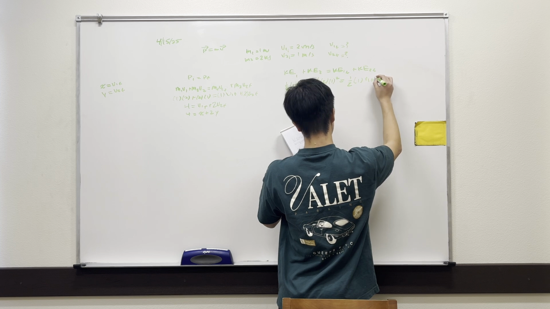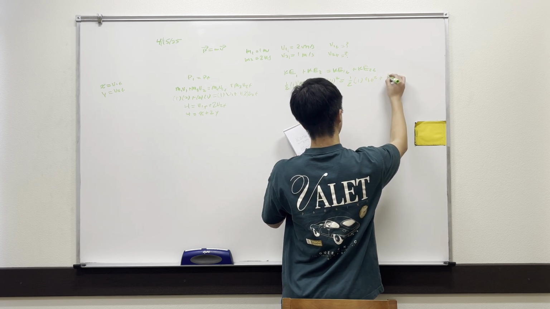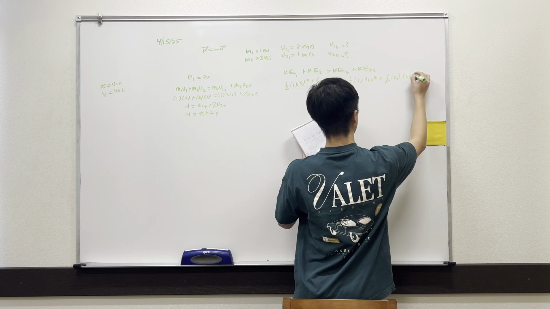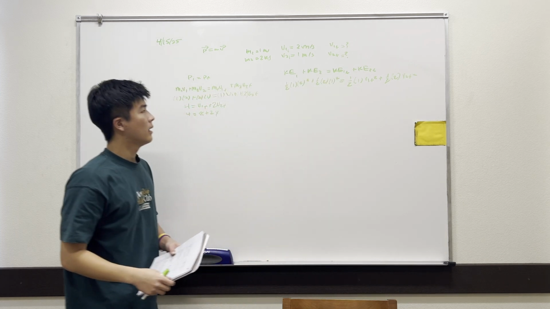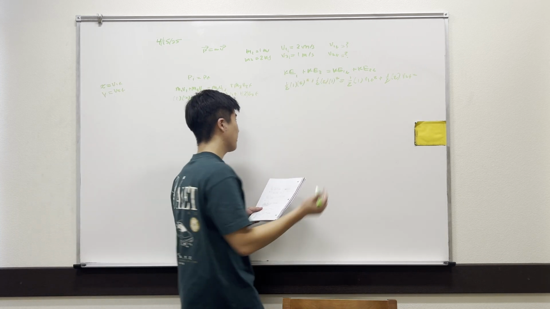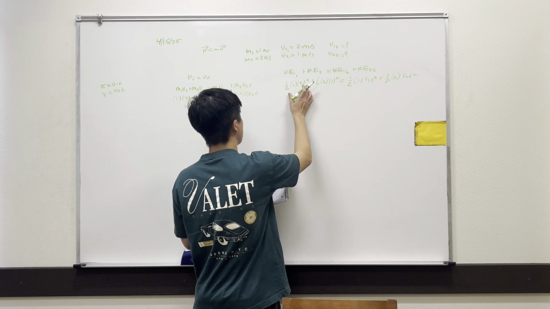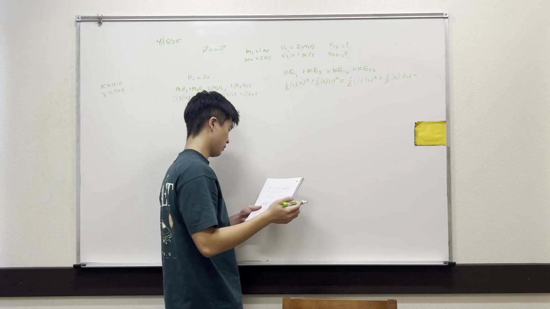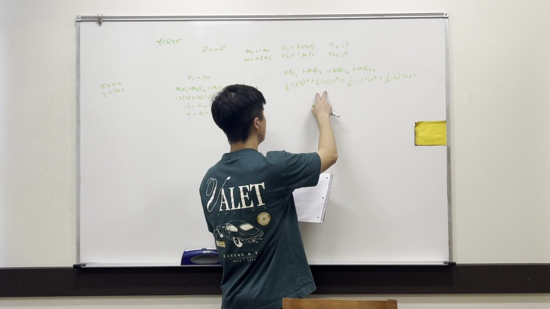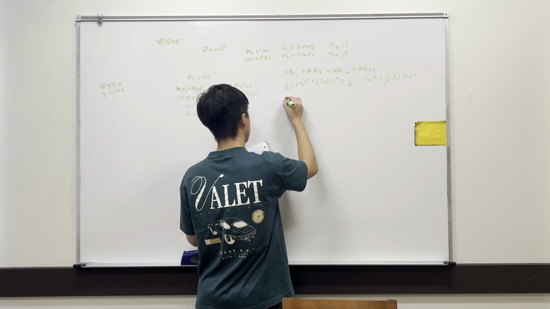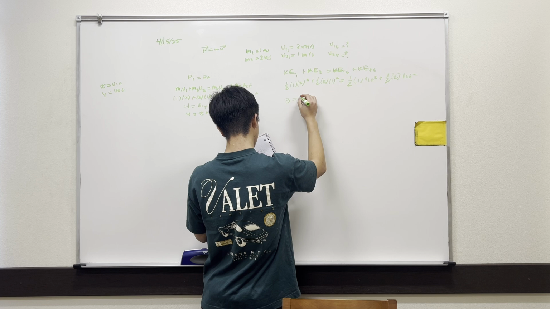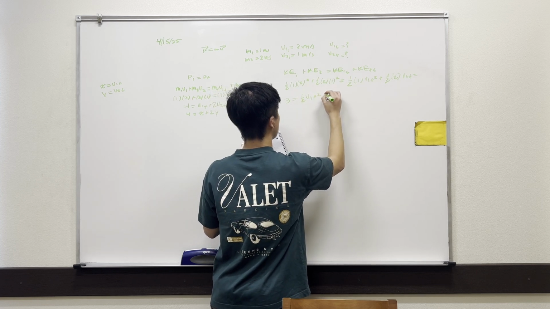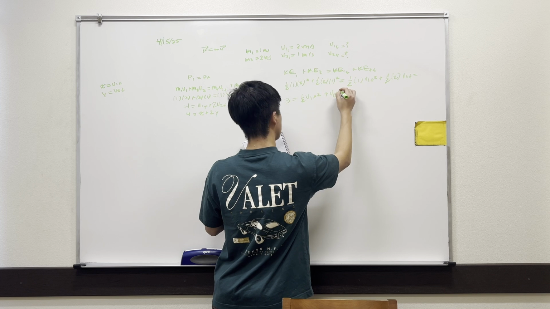V1 final plus 1/2, 2, just cancel out to 1, final squared. And so now that we have that, we could simplify that further, which is going to be 2 squared over 2, that's just going to be 2, and then 2 over 2 is going to be 1, so that's going to equal 3, so 3 equals 1/2 V1 plus V2F squared.